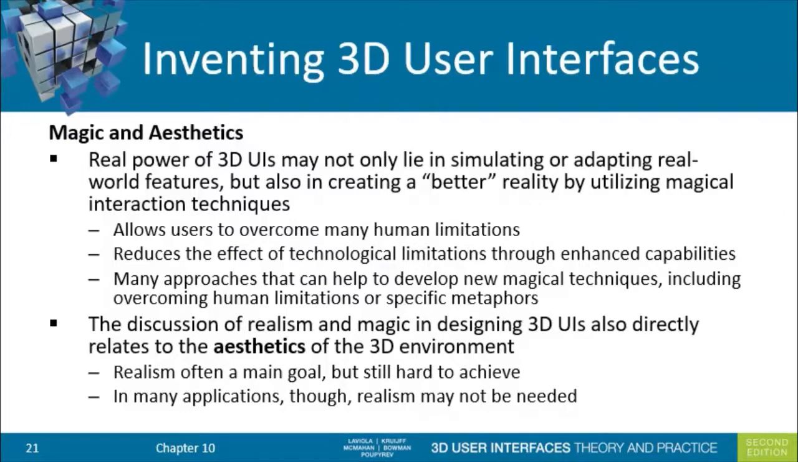Cultural clichés and metaphors like the flying carpet or voodoo doll technique suggest the user can affect remote objects by interacting with their miniature, toy-like representation. The discussion of realism and magic in designing 3D UIs also directly relates to the aesthetics of the 3D environment. Realism is often a main goal, but still hard to achieve. In many applications though, realism may not be needed.